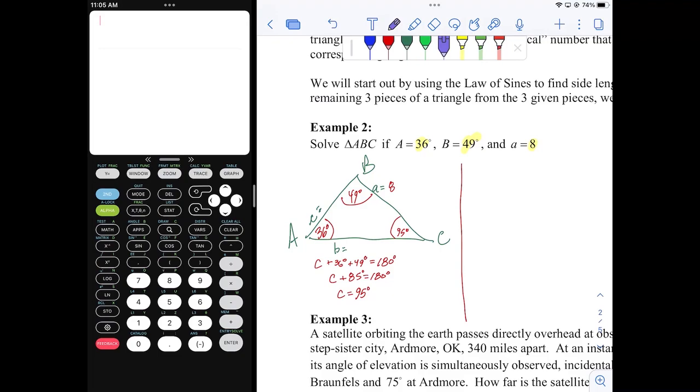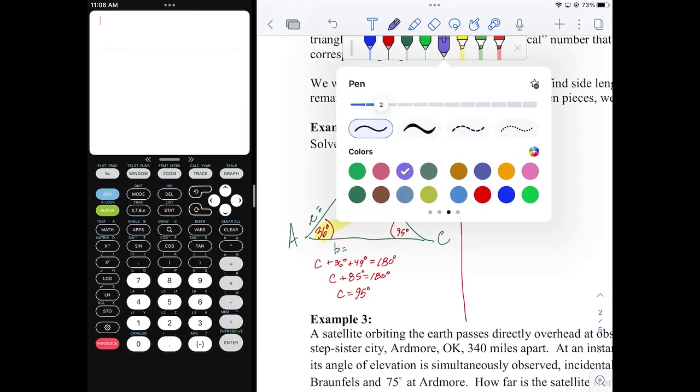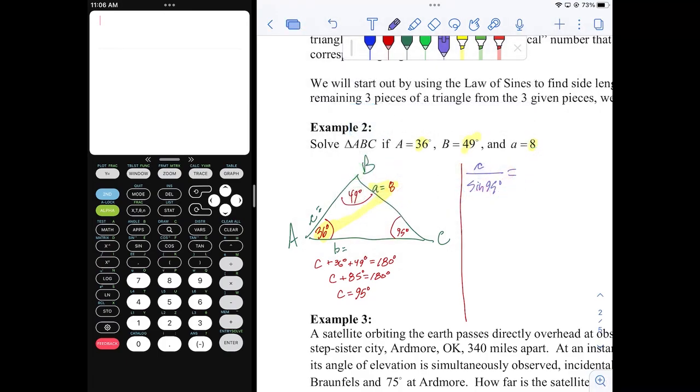So the way we're going to do it is we're going to set it up like this. C, the unknown C, over the sine of the angle opposite it, which is 95 degrees. We just found that one. It's going to equal, now we got to get this guy involved. If you're given one side length, you got to find the angle opposite. This is what I'm going to call the pivot guy. We're going to use him both times, to find C, and again to find B. So that's going to be 8 over sine of 36.